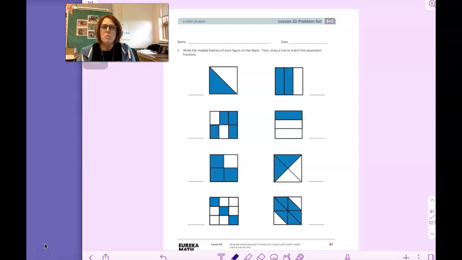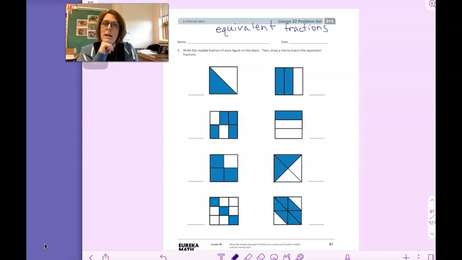All right, boys and girls, we are moving on to lesson 22 problem set. We are still talking about equivalent fractions. That's what we're talking about. So finding fractions that are equal to one another. So we're using different units, but we're talking about the same amount of space.